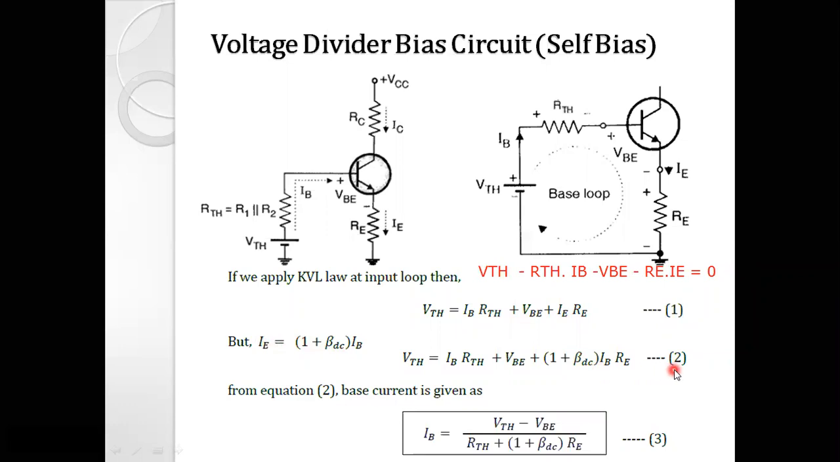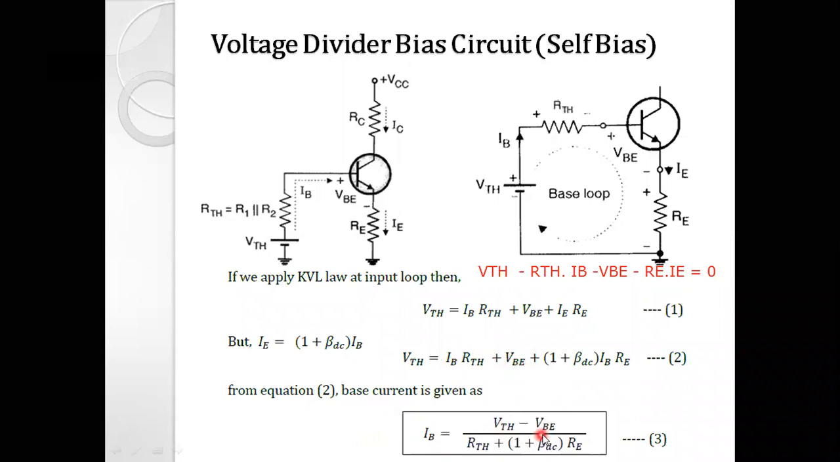So we get equation number 2, and from equation number 2, when we make IB the subject of the equation, we get equation number 3, right? We are supposed to find the expression of IB to find IC. So let us do this by sending this VBE to the left hand side.